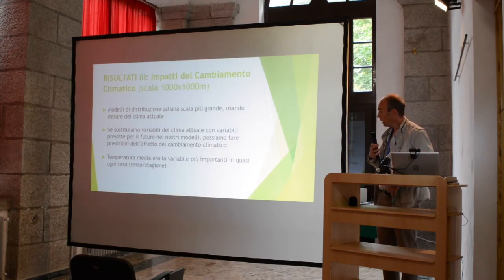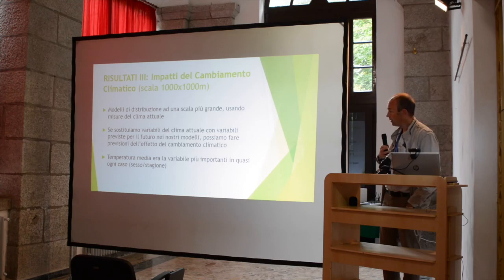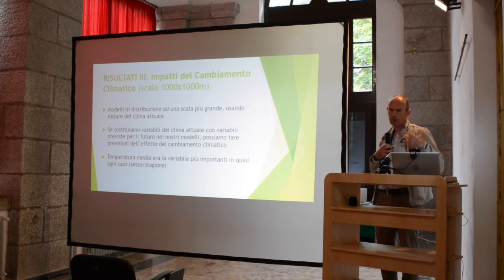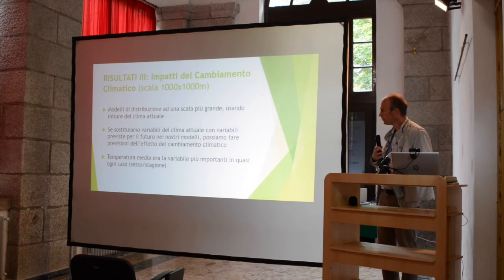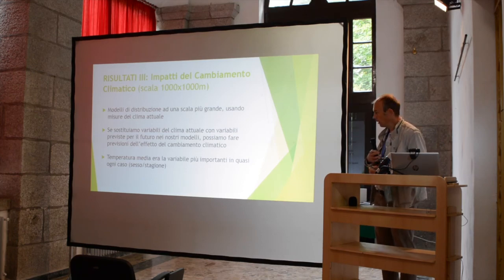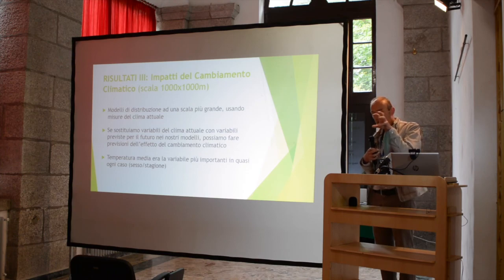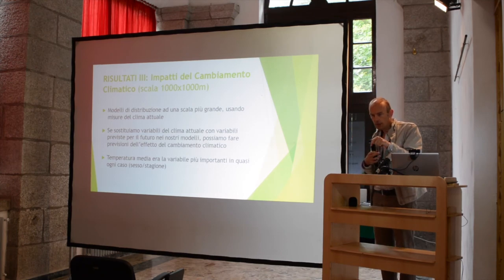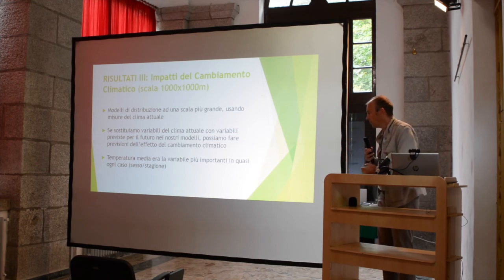Okay, moving on to the third part, perhaps the most important part, is that we can use these models to make some kind of prediction for the future. So the approach is the same, we're just operating at a different scale and we're using climate rather than habitat. The point is here, we can describe the current distribution using the current climate. Then we can substitute the current climate for future climate predictions, and then we can make predictions about what might be the consequences for the ibex.